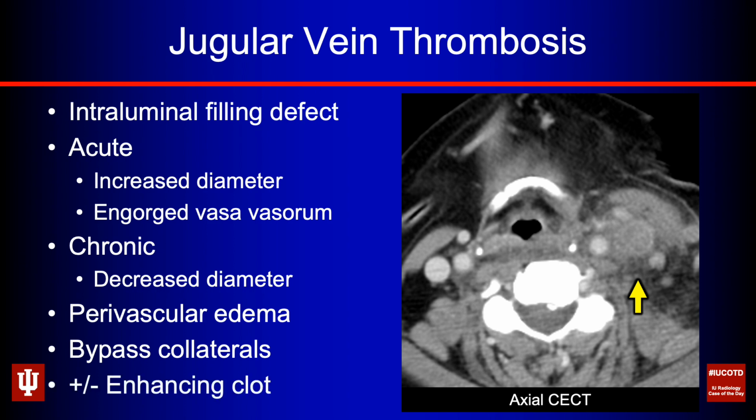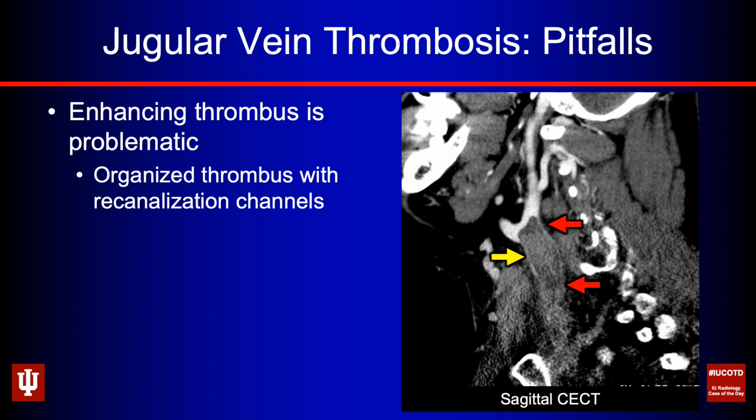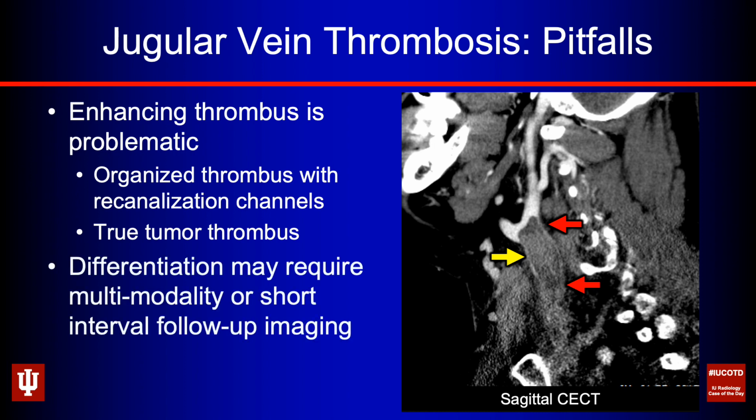The problem that we sometimes get into is, what do you do with enhancing clot? So enhancing thrombus is problematic. And so here you can see the yellow arrow is pointing to an area within the clot that's a little bit higher density, and at the poles, the upper and lower pole, it's lower density thrombus with the red arrows. And it may be something benign like organizing thrombus, and we're starting to detect some of those recanalization channels. Or, unfortunately, it could also be tumor thrombus. And so differentiating those two can sometimes be a bit challenging.